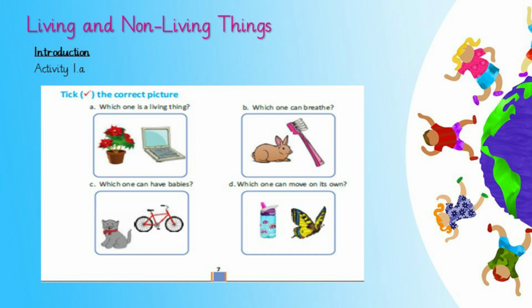Which one is a living thing? A laptop or a plant? Which one can breathe? A rabbit or a toothbrush? Part C. Which one can have babies? A dog or a bicycle? Part D. Which one can move on its own? A bottle or a butterfly? Answer these questions recalling all of the main features of living and non-living things.